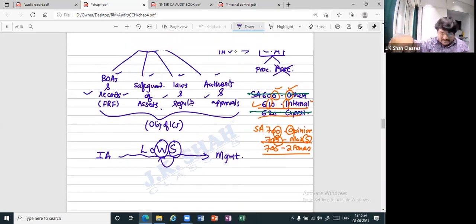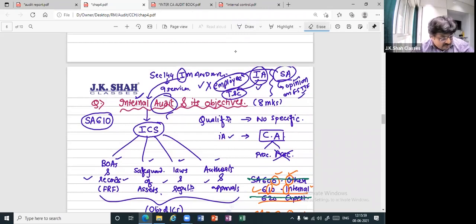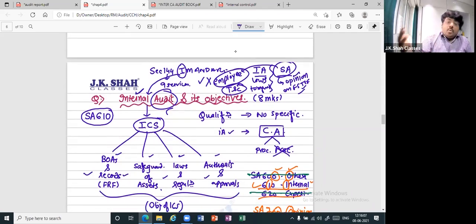So see, what was the objective of statutory? To give an opinion. What is the objective of IA? Correct. To give a lows to the management. So can I say obviously the objectives are different? Later on, we are going to do one question, which is the difference between both also.